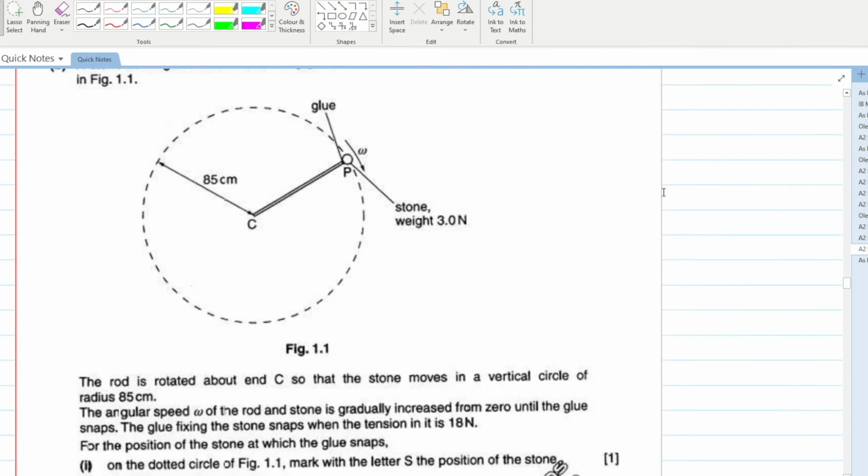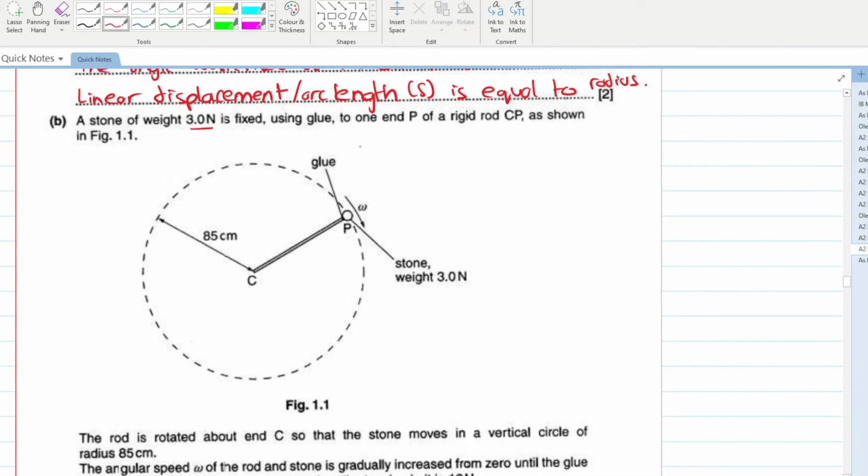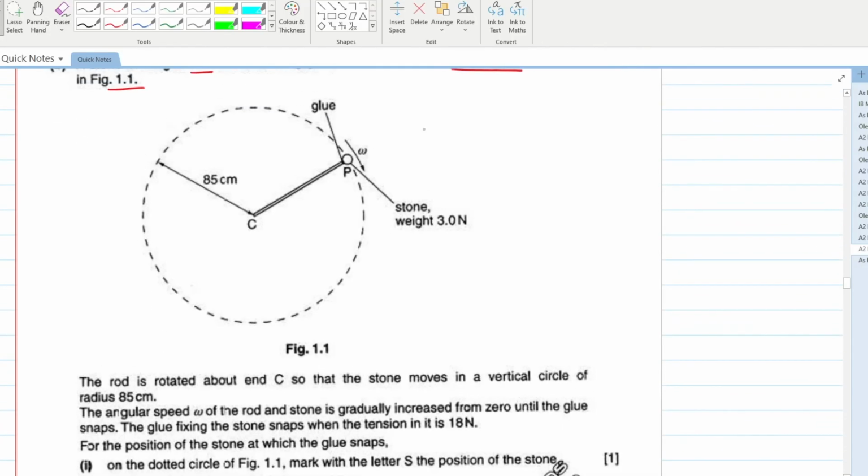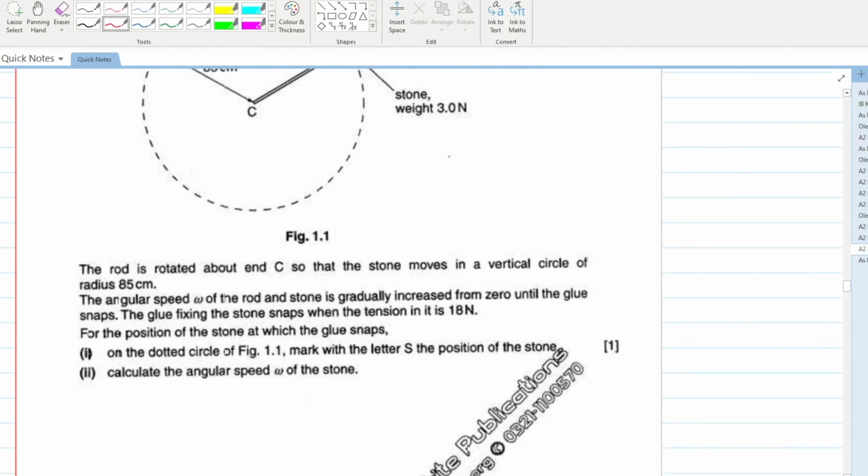ठीक है. A stone of weight 3 Newton is fixed using glue to one end P of a rigid rod CP as shown in figure 1.1. Okay. बेटा इस stone का weight क्या है? 3 Newton. Okay. The rod is rotated about end C so that the stone moves in a vertical circle of radius 85 centimeter. Radius भी आ गया. The angular speed W of the rod and a stone is gradually increased from 0 until the glue snaps. Okay. The glue fixing the stone snaps when the tension is 18 Newton. Tension भी आ गई बेटा.